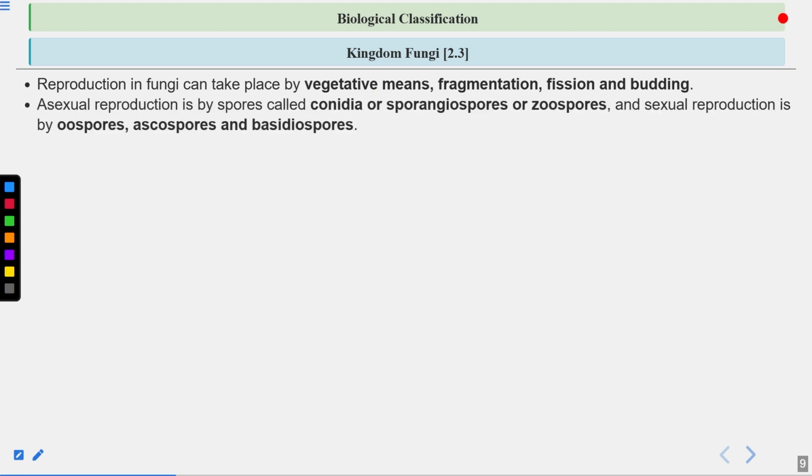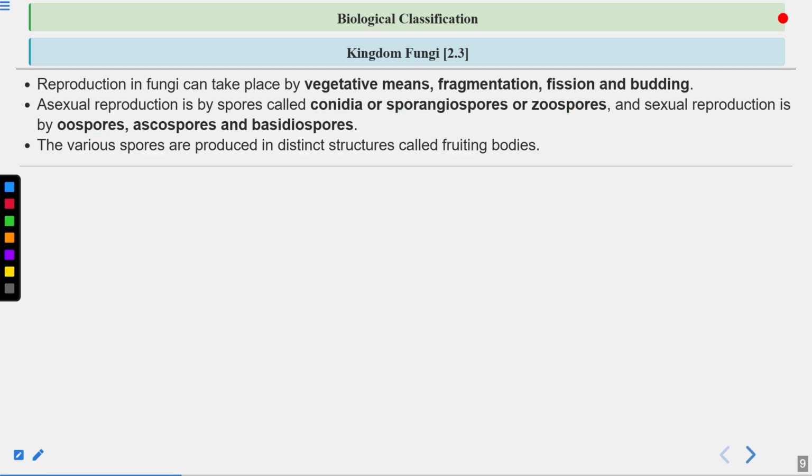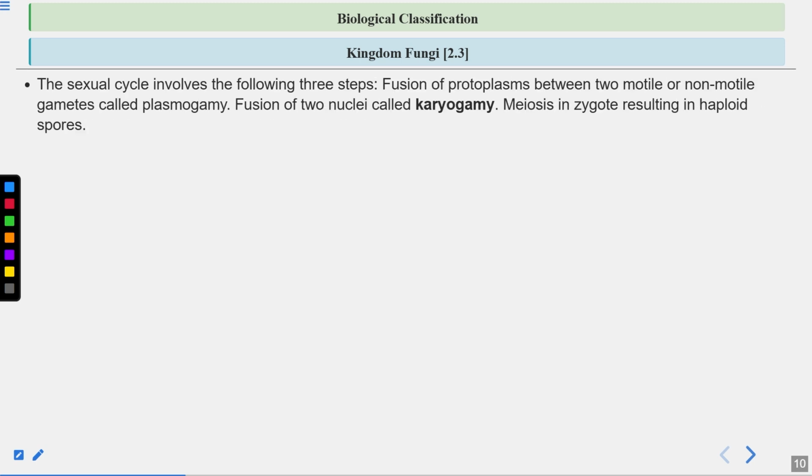Now again, this is very important. Asexual reproduction is by spores known as conidia, sporangiospores and zoospores. These are the asexual spores. Sexual spores are oospores, ascospores and basidiospores. Okay, you have to remember this. Now they form fruiting bodies also, like ascocarp in the Ascomycetes and basidiocarp in the Basidiomycetes.